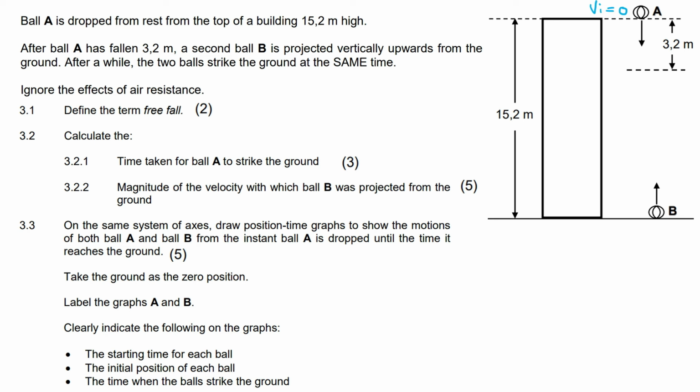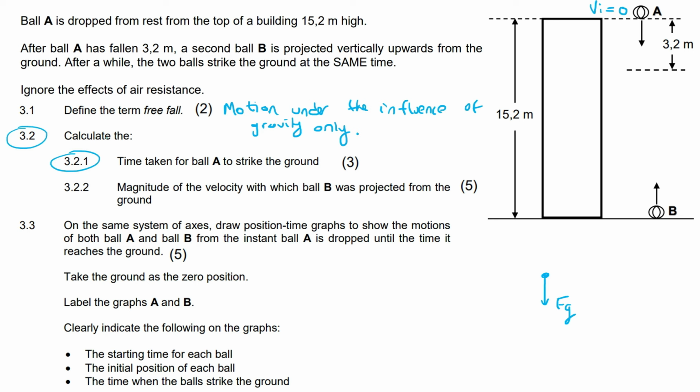Some of you might say, what about air resistance? And that is actually correct. But in grade 12, we have been asked to ignore air resistance. So the only other force, if you think about it carefully, is gravity. So if you had to do a free body diagram on an object that is moving vertically through the air, there is only going to be gravity. And so what is free fall? Free fall is motion under the influence of gravity only.